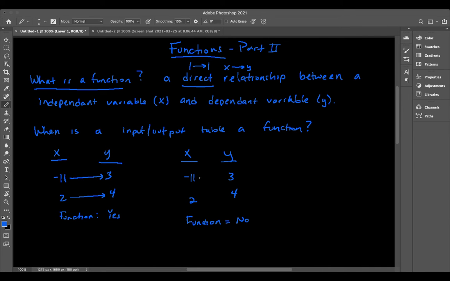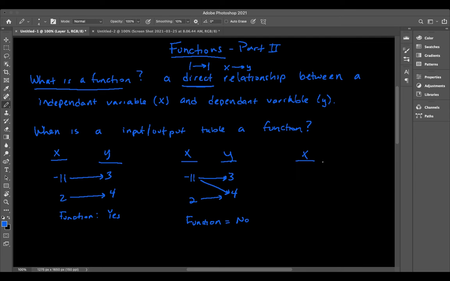Okay, so let's think about this one, negative 11. So it could have a variable that goes directly to 3, but it also would go directly to 4. Okay, so they'd have two relationships. The input has two outputs. And that would tell us that it is not a function. So anytime the x value has two outputs, or two y's that go to one input, that means it's not a function. Okay, so that's all you need to know.